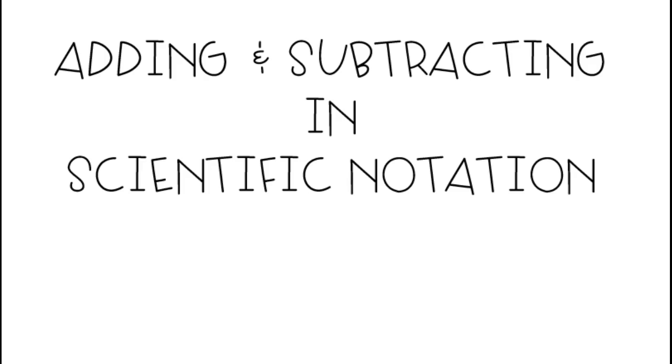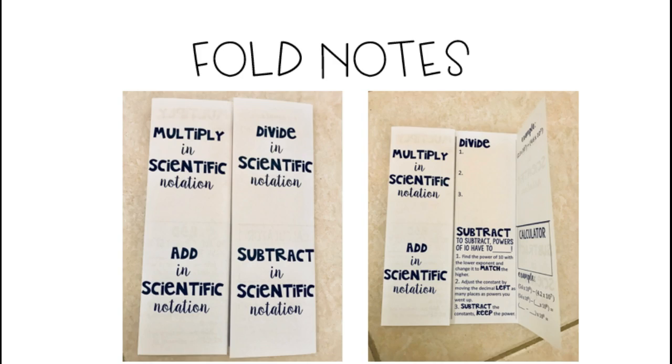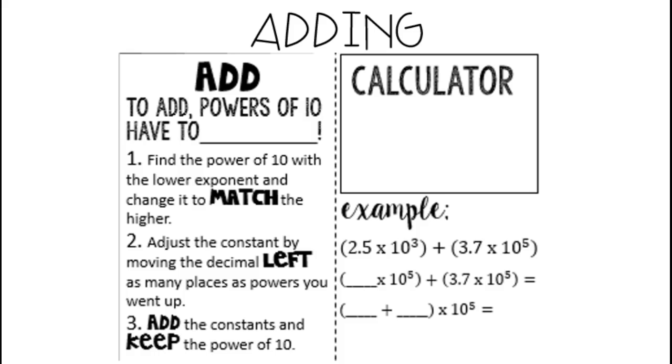Now we are going to start talking about adding and subtracting in scientific notation. So you got a note sheet, you picked that up at the beginning of class. What I want you to do right now is fold the note sheet so that when you open up where it says multiply, divide, add, and subtract, you can see the notes on the inside of the page. Today we're going to focus on adding and subtracting. So if you can open up your notes and go to the adding section.